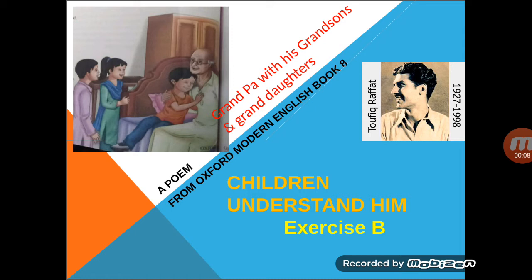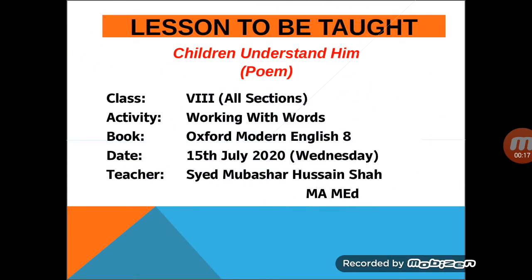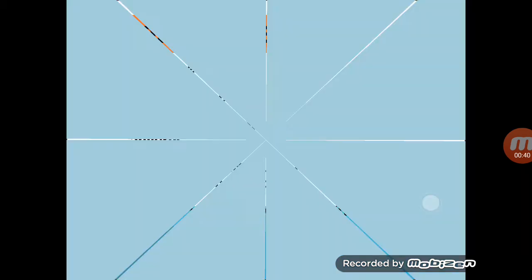Again, we are here for the same lesson, but today we will discuss exercise B. This lesson is for all sections of grade 8, and today we will move towards the activity working with words. It is B section of the exercise, and your book is Oxford Modern English 8. Date is 15th July 2020, and the day is Wednesday. Your teacher Sayyid Mubashir Hussain Shah is here for you.